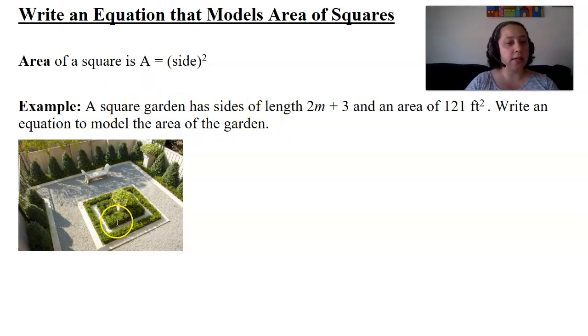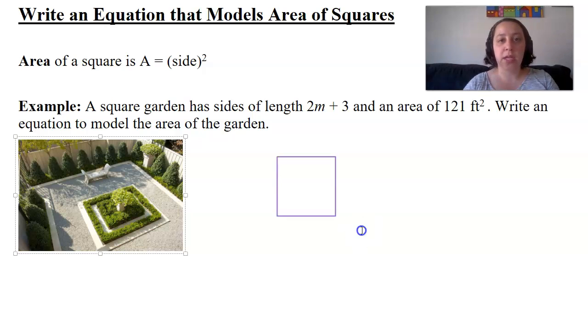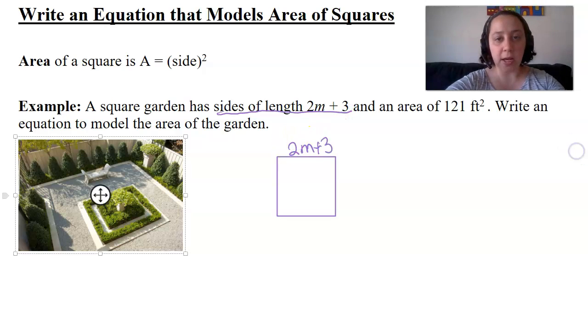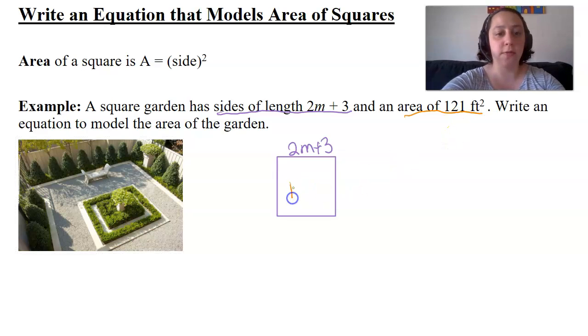So this is an example of what that garden might look like, right? We have a square garden. Now it's hard if we look at this big picture, so we're going to abstract and we're just going to put in a simple square. Now I want to label the square. I know the sides of the square are 2m plus 3. And I know my area, or the amount of space inside, is 121 feet squared.